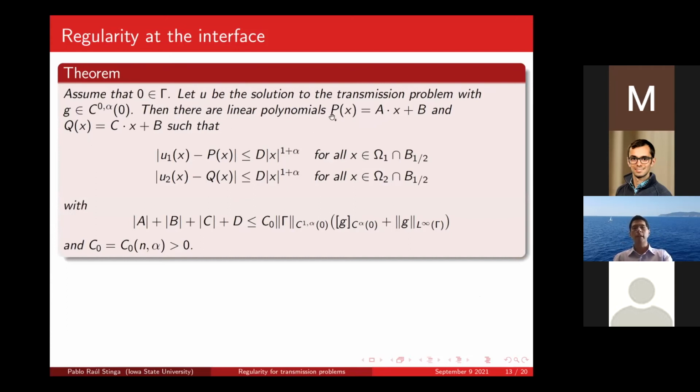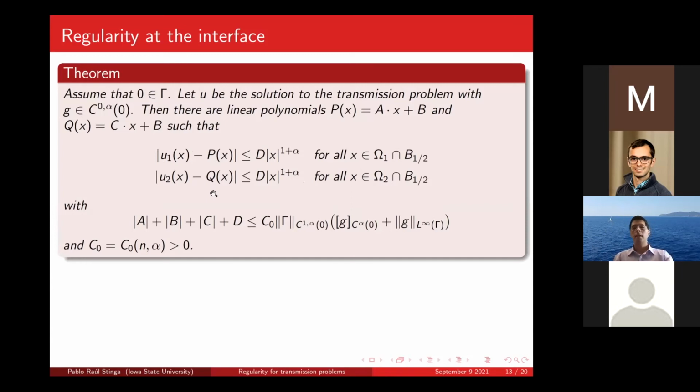We can find linear polynomials P and Q such that U1 detaches from P in a C1 alpha fashion in the upper part, right? And U2 detaches from Q in a C1 alpha fashion in the lower part, right? Because U1 lives above gamma, so you need a polynomial for U1 and another polynomial for U2.